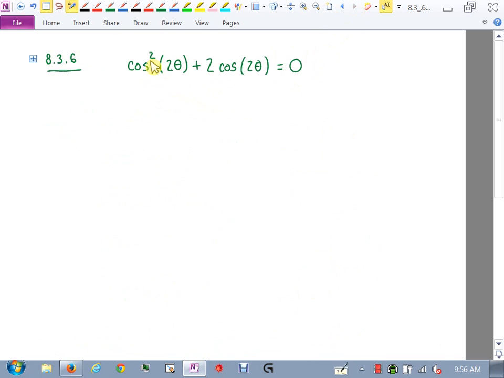I have cosine squared of 2 theta means that I have cosine of 2 theta times cosine of 2 theta. So there's actually two of those factors of cosine here. I have one of them here. Can I factor a cosine 2 theta out? This is what I'm getting at. If I told you I had u squared plus 2u equals 0, could you factor a u out like this? U times u plus 2 equals 0. Could you do that?